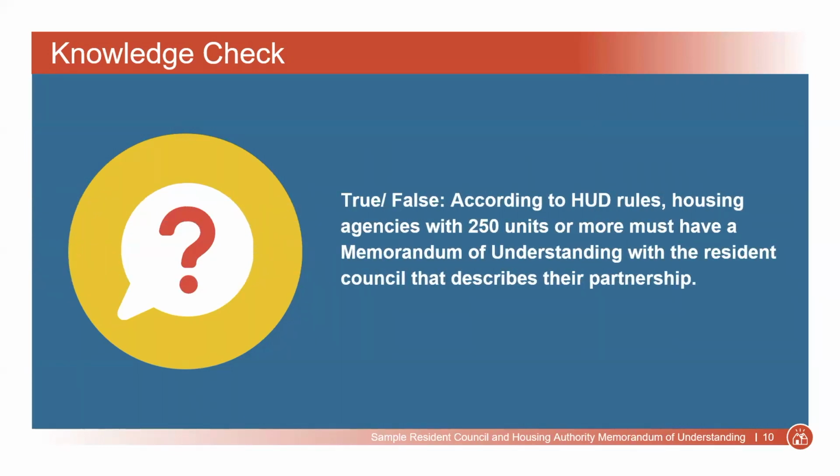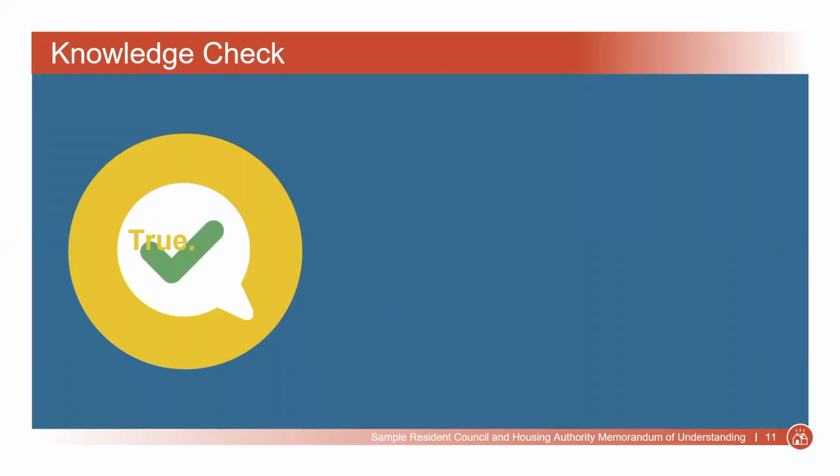True or false? According to HUD rules, housing agencies with 250 units or more must have a memorandum of understanding with the resident council that describes their partnership. We'll pause for you to consider your answer. This is true. HUD rules require housing agencies with 250 units or more to have an MOU with any duly elected resident council, and all PHAs, regardless of size, are encouraged to negotiate MOUs with duly elected resident councils.